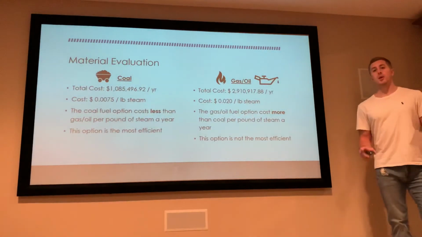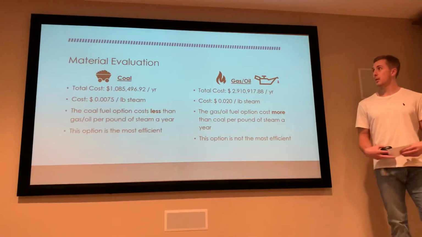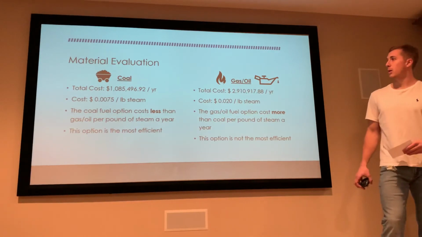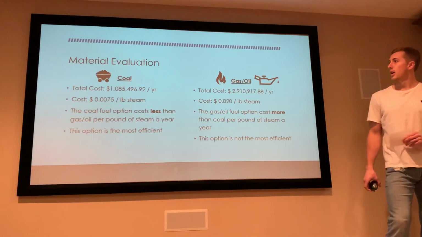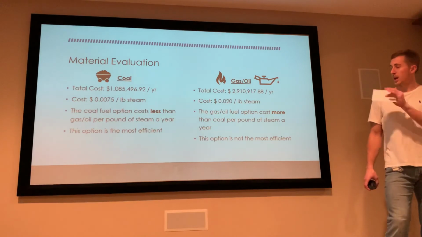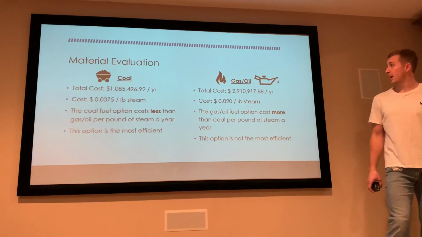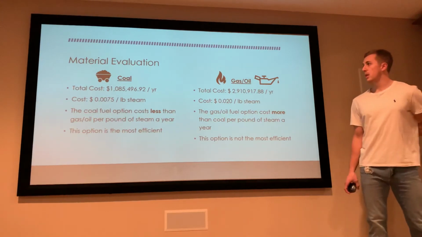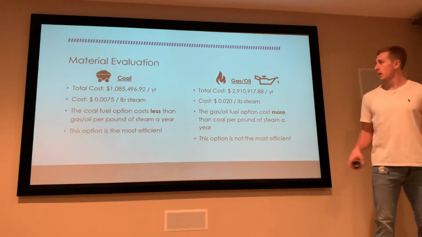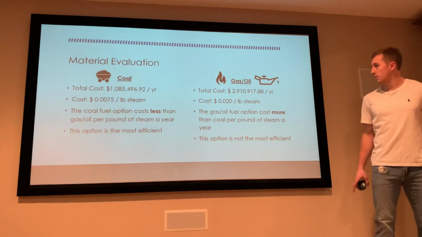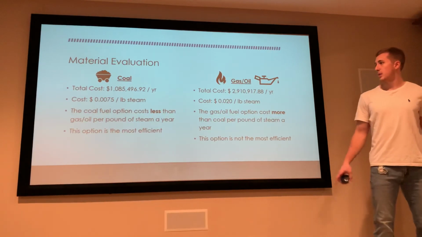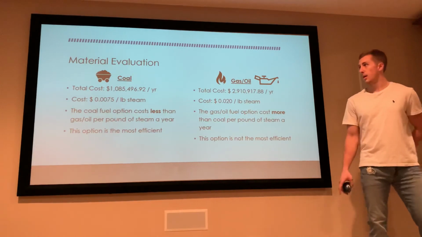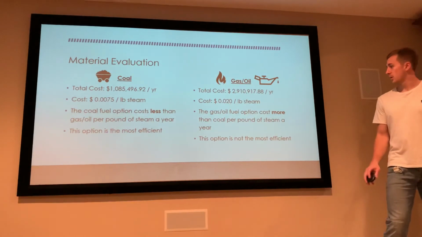So now we're going to evaluate the two different options that we have. For coal, we have a total cost of about $1 million per year for this operation, and gas and oil is about $2.9 million per year. The cost per pound of steam for coal is much lower than the gas and oil operation, and this means that the coal operation is more cost efficient than the gas and oil operation.